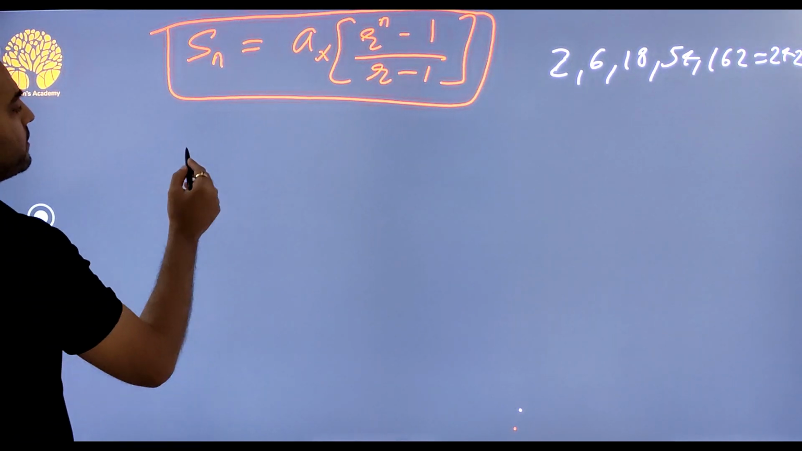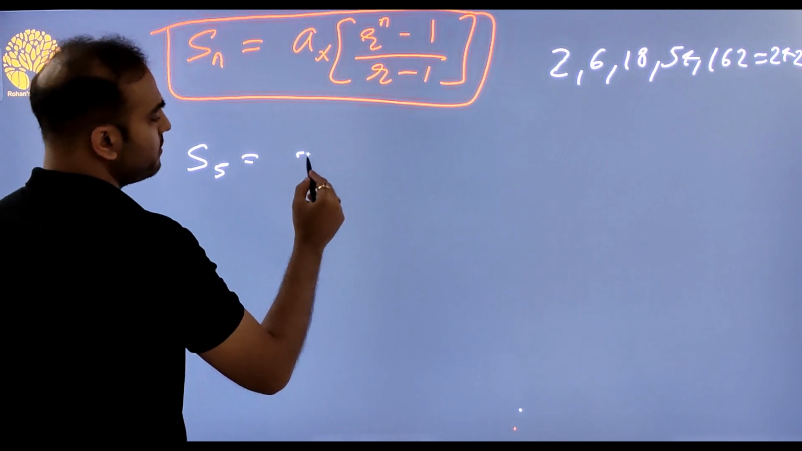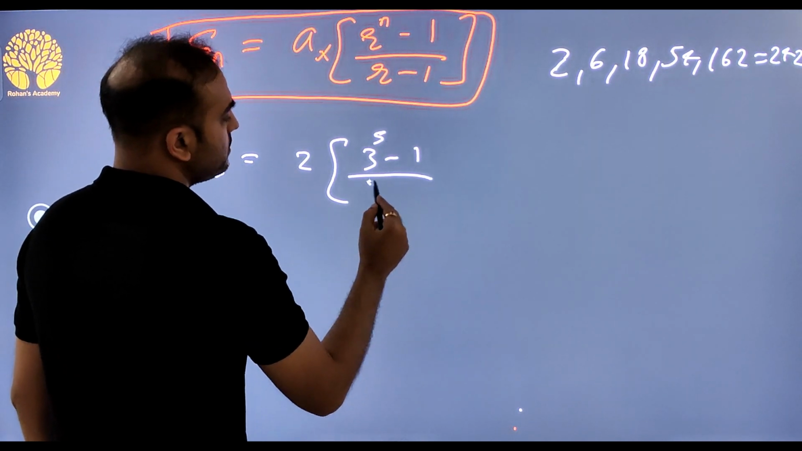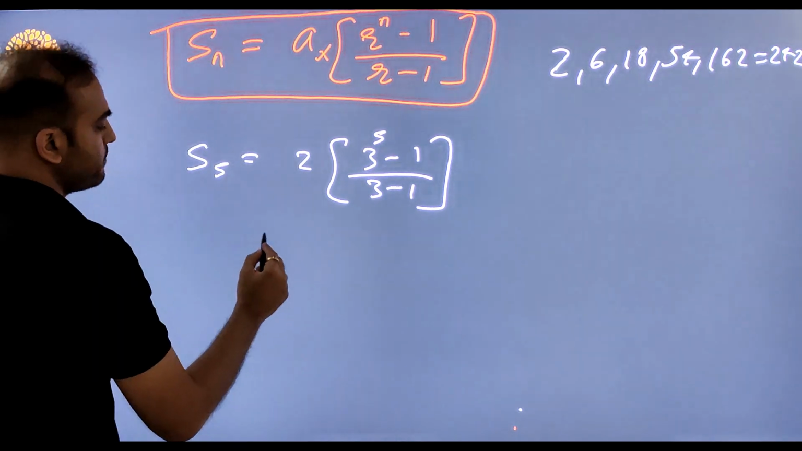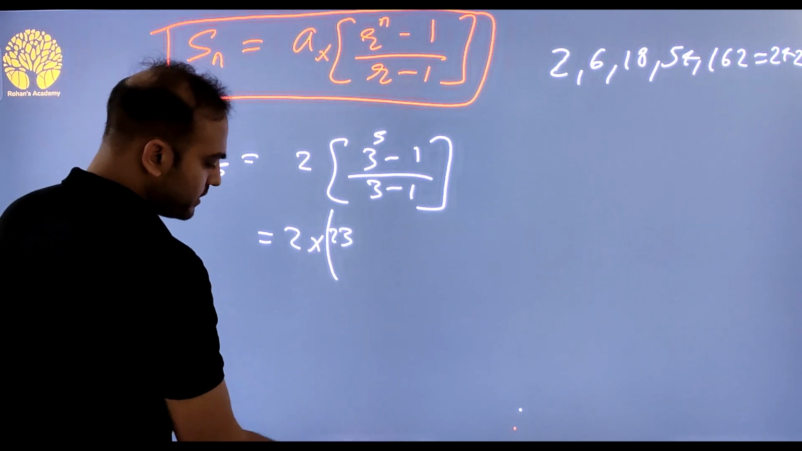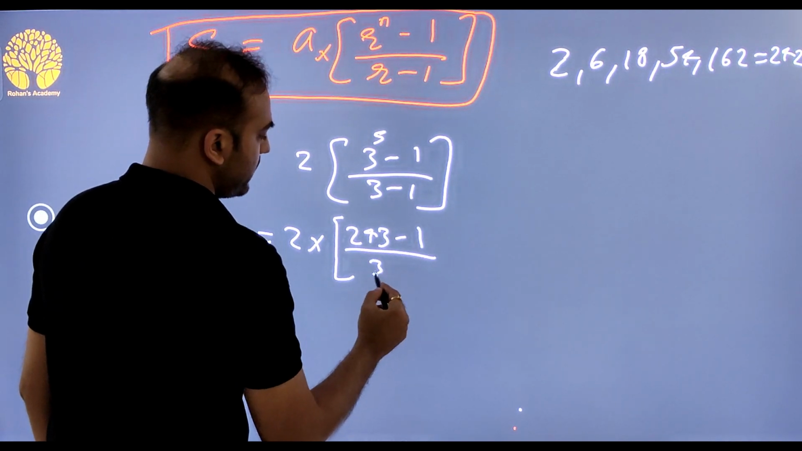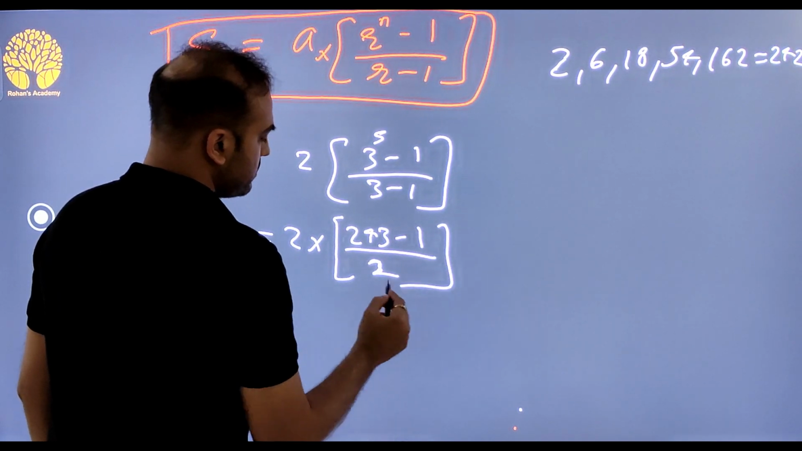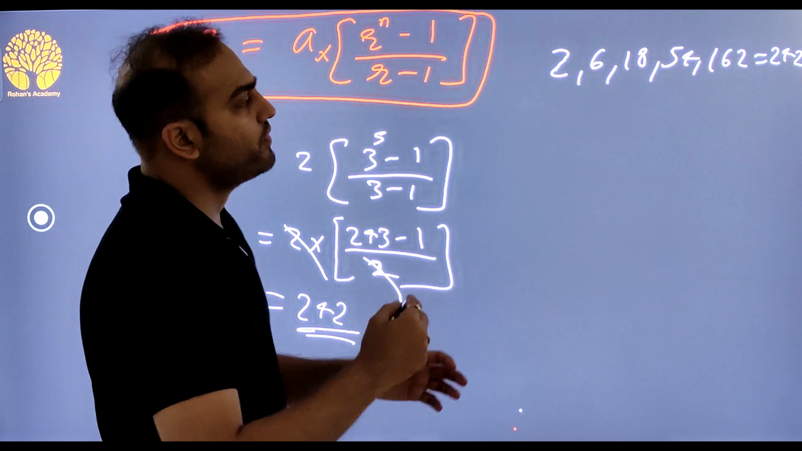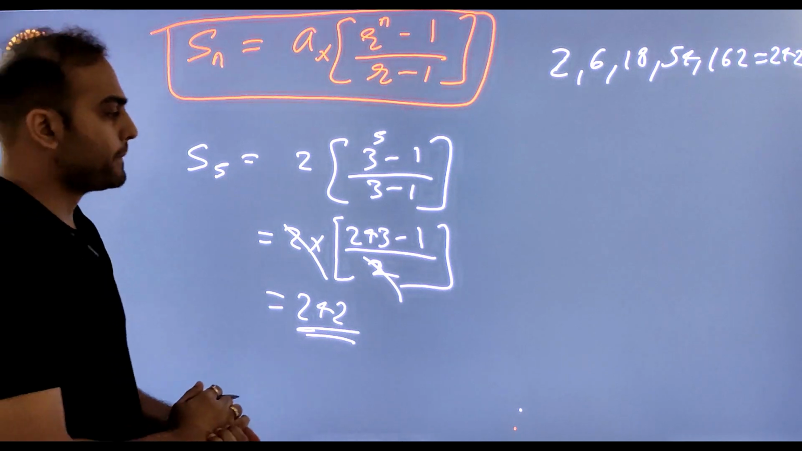Now if I apply the formula, how many terms are these? 5 terms. The sum of 5 terms is a, which is 2, times r power 5 minus 1 by 3 minus 1. That's 2 times 3 power 5, which is 243, minus 1, by 3 minus 1, which is 2. The 2 and 2 cancel out, giving 242. So the way we have a sum formula there, same way we have a sum formula here.